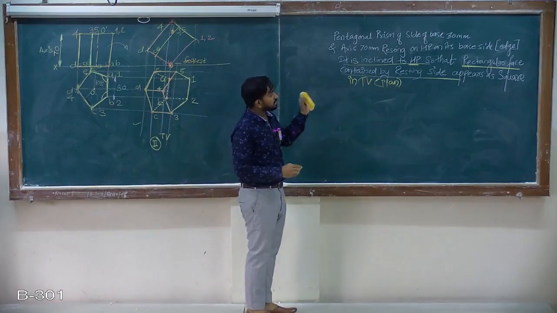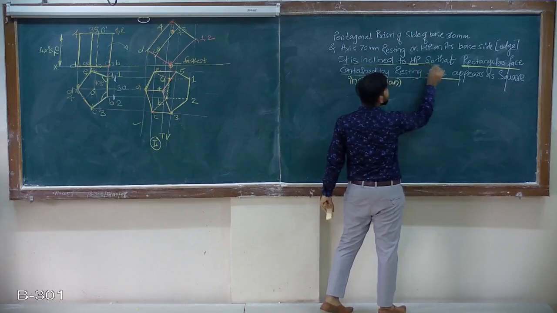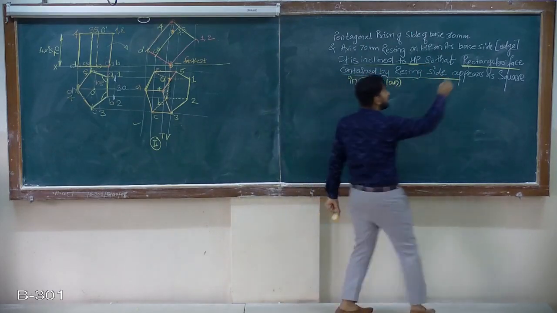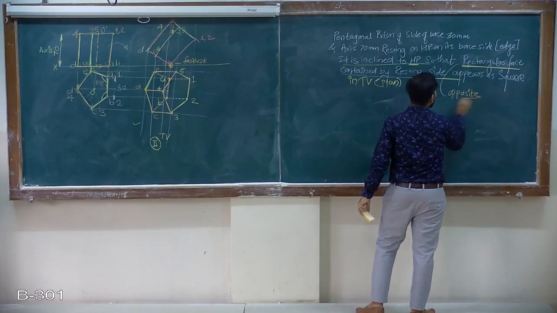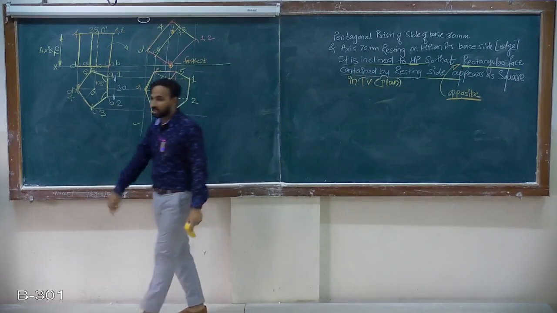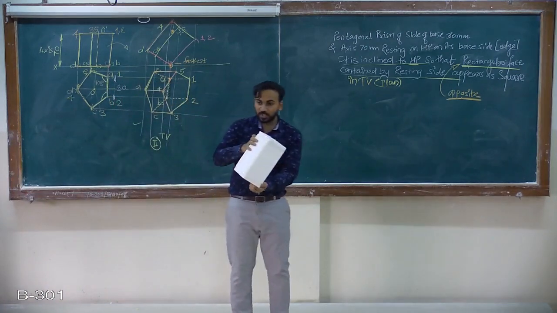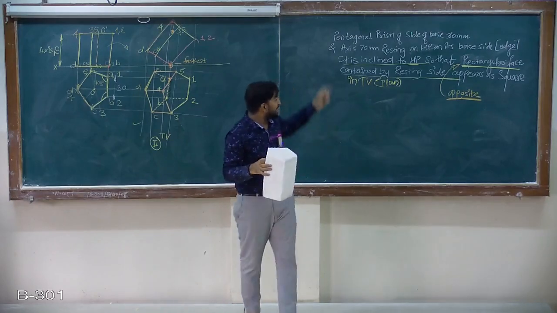Same problem, I will change it slightly as a question. Instead of a resting rectangular face appearing as a square, if I change the problem, if the opposite, very important, if the opposite rectangular face appears as a square in the top view, what will be the change? The first case was resting on HP, inclined to HP so that this face was square.